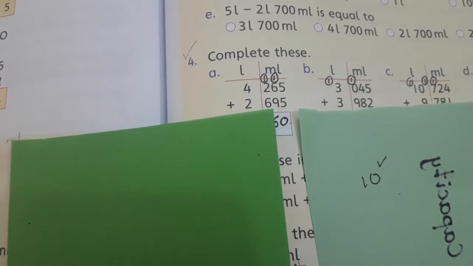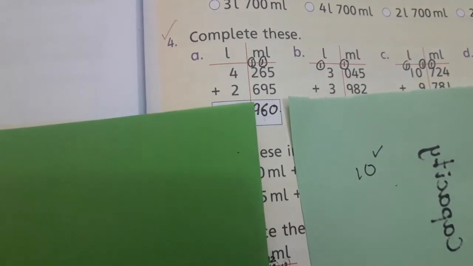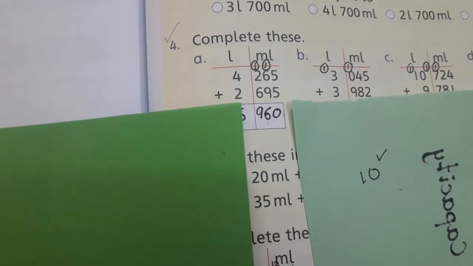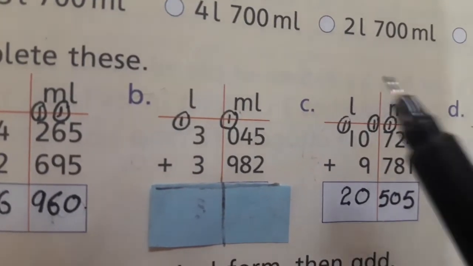So students, then 6 and 2, how many? Just count on your fingers. 6 and 2 is 8, 8 and 1 is 9, and 4 and 2 is equal to 6. Okay students, move to the next question.